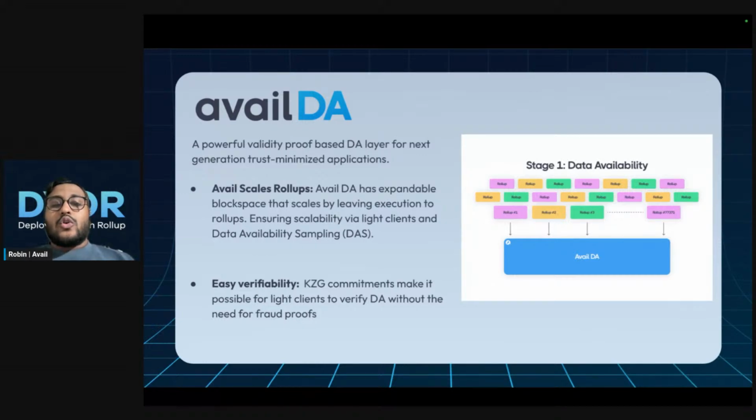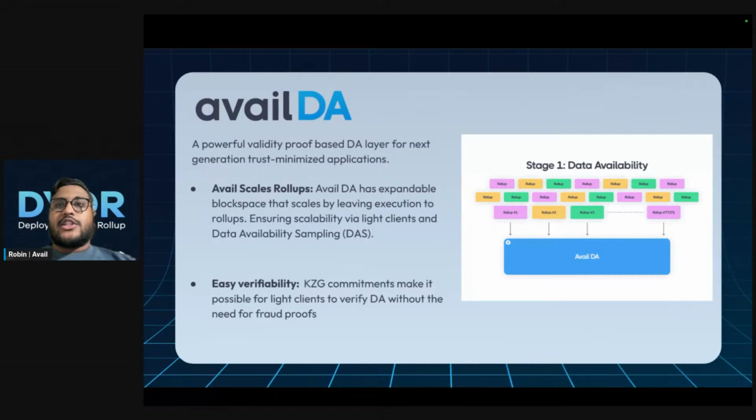And we also ensure trustless verification of data availability through light clients via a technique called data availability sampling. And we use methods like erasure encoding and KZG commitments of the data to make sure that everything is easily verifiable. And because we use KZG commitments, you can consider it more ZK friendly, right?